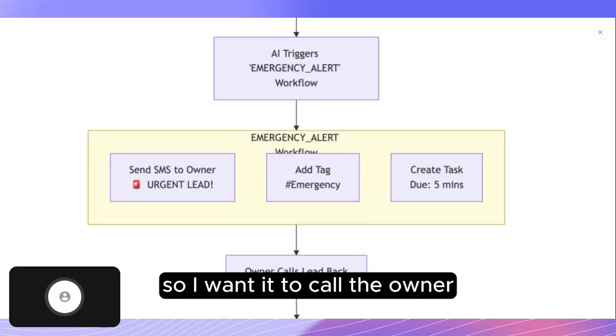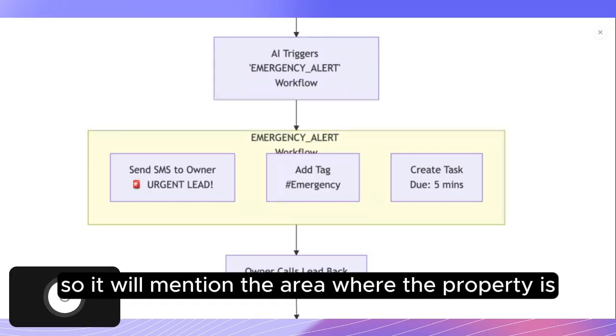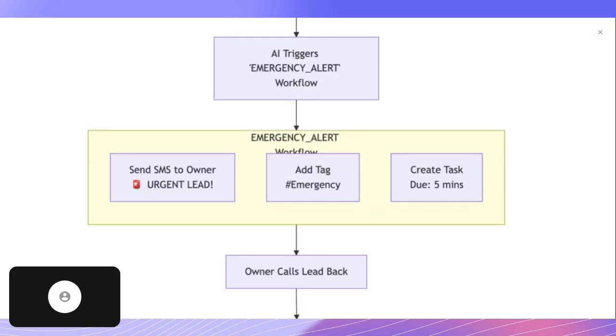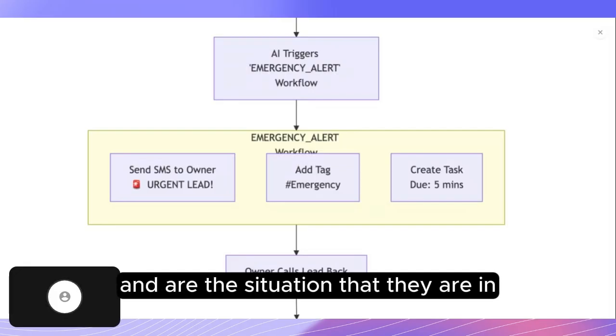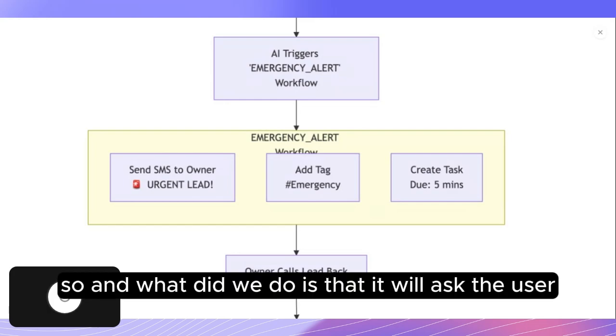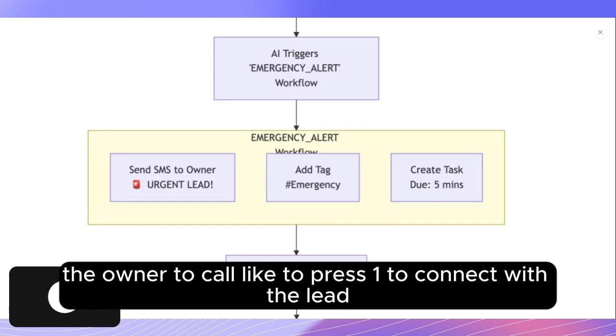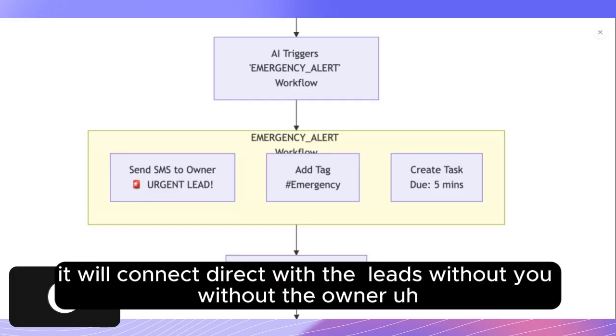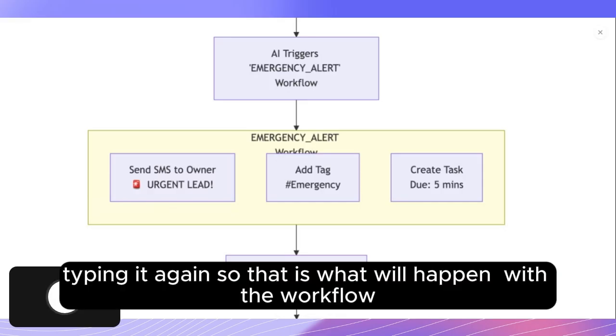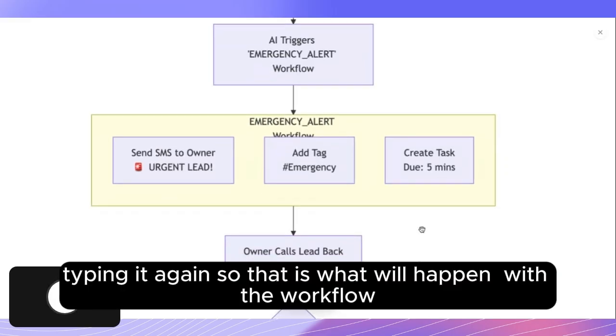Once it calls the owner, it will mention the area where the property is, the issue that the person has, and the situation they are in. It will ask the owner to press one to connect with the lead. And if the owner presses one, it will connect directly with the lead without the owner typing the number again. So that is what will happen with the workflow.